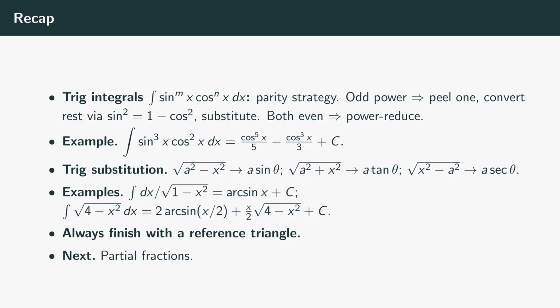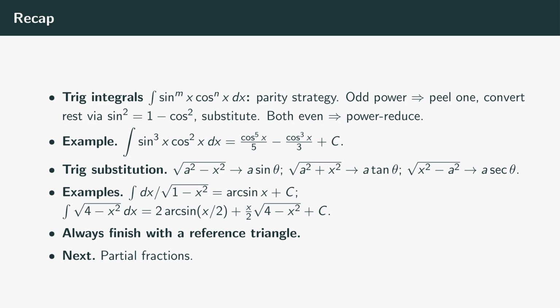Recap. Trig integrals. Mixed powers of sine and cosine are handled by parity. If a power is odd, peel one factor to be the du, convert the rest using sine squared equals 1 minus cosine squared, and substitute. The integrand turns into a polynomial, integrate term by term. If both powers are even, use the power reduction formulas to halve the exponents and iterate. Worked example: the integral of sine cubed of x times cosine squared of x dx equals cosine to the fifth of x over 5 minus cosine cubed of x over 3 plus c.